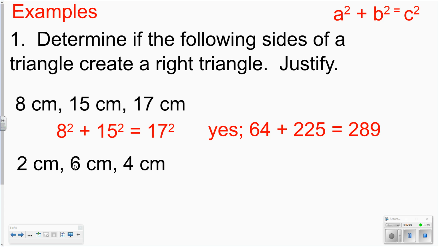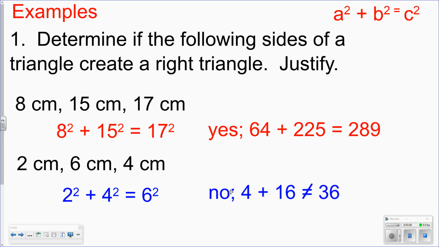If I have 2, 6, 4, now notice that 6 is in the middle, but it's still the biggest number. So that is the hypotenuse. So I'm going to plug it in. 2 squared plus 4 squared equals 6 squared. 2 squared is 4. 4 squared is 16. Does that equal 36? No, it does not. So your justification is 4 plus 16 does not equal 36.